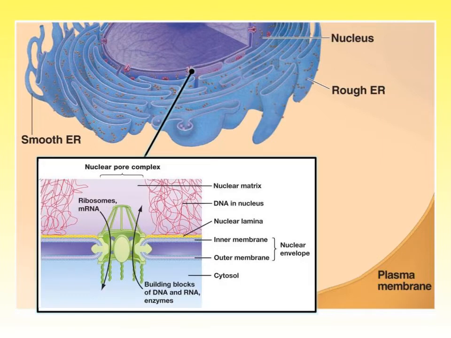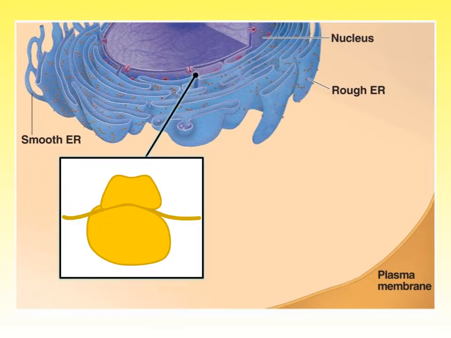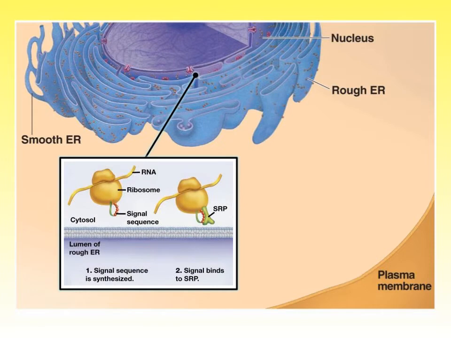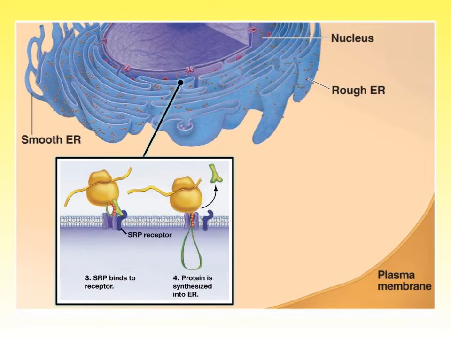The DNA instructions are copied into an RNA molecule. Messenger RNA, or mRNA for short, exits the nucleus via the nuclear pores. The RNA instructions bind to a ribosome in the cytosol. A signal sequence is then synthesized by the ribosome, and this signal binds to a signal recognition particle, or SRP, in the cytosol. The SRP then binds to an SRP receptor protein embedded in the membrane of the endoplasmic reticulum.